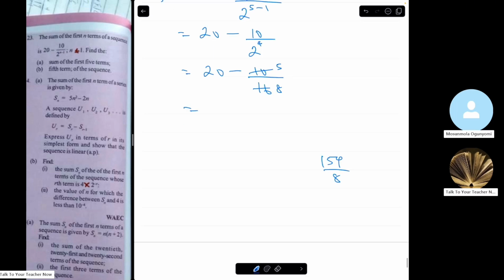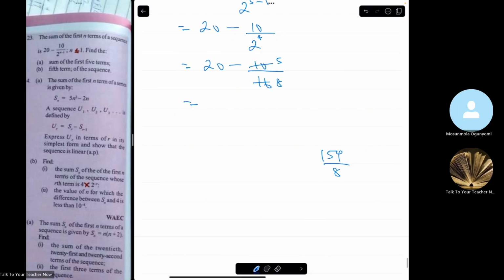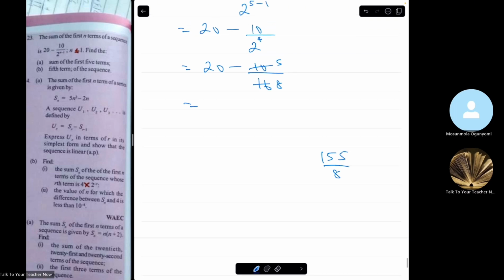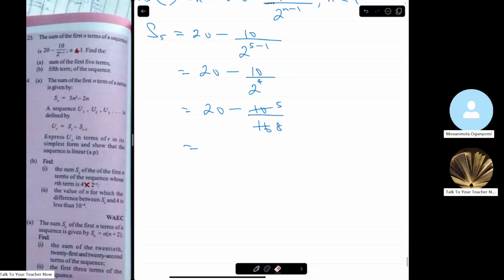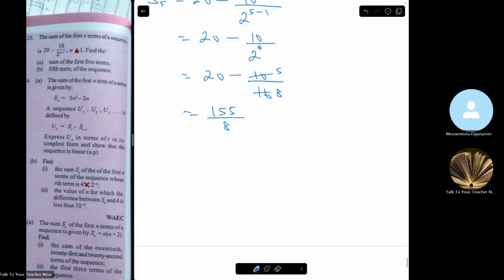Is that not 154 over 8? Sorry, 155 over 8. What's the answer? Do that in a rough work paper and give me the answer. 155 over 8. Beautiful. That's the sum of the first 5 terms of the sequence. Do you understand? 155 over 8. Exactly. Yes, sir.